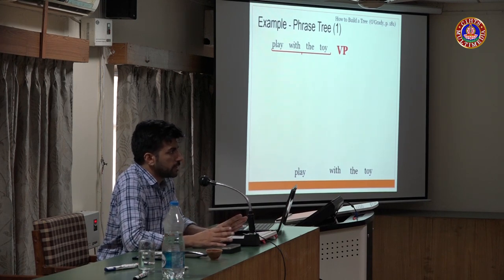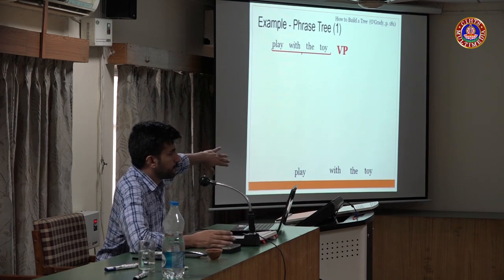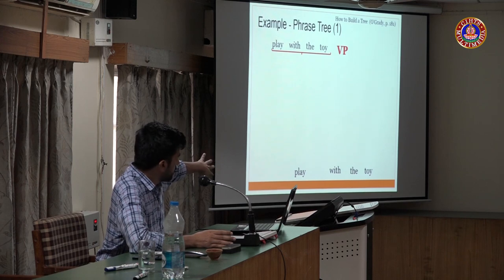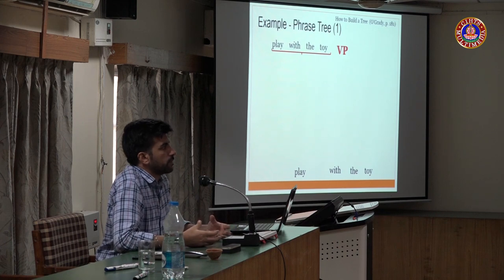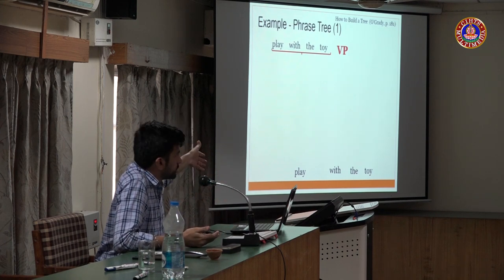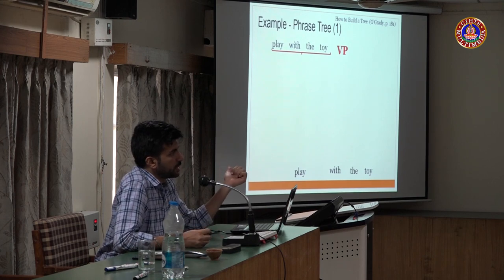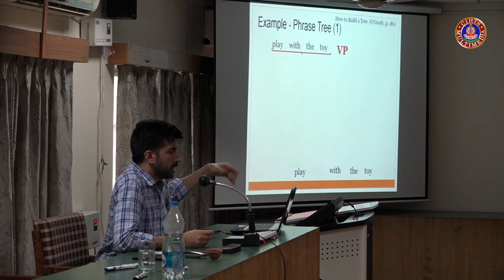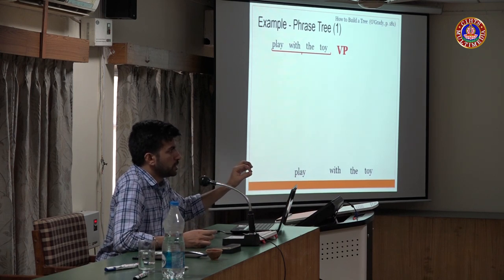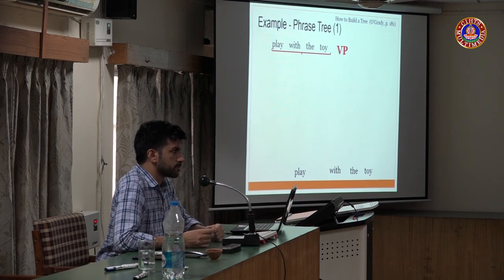We are not looking at the sentence. We are not looking at the phrase. That's why we have put space between them. Play with the toy. Now, within this construction, of course, this is the verb phrase as it is written. But within the verb phrase, you have a noun phrase. Can you tell me what is a noun phrase within the verb phrase? The whole thing is a verb phrase. Earlier we did this: noun phrase is equal to determiner followed by a noun. Can you tell me, anyone, which is the noun phrase within this verb phrase?